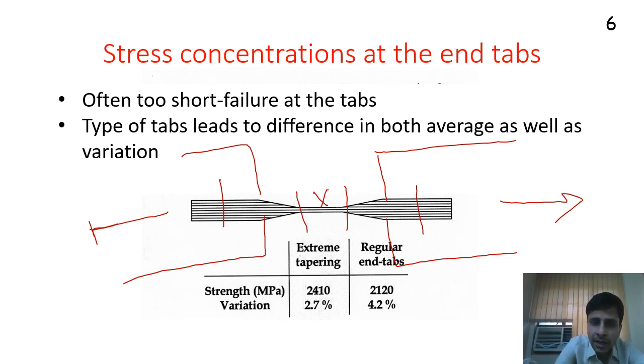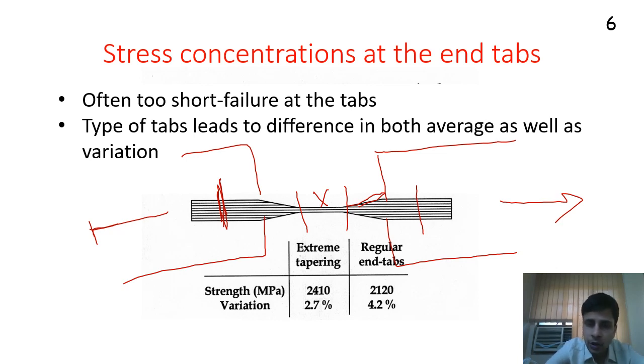So to avoid failure in this region, we will put what are known as end tabs. So if you see at the two tips, the width is slightly bigger. These are known as end tabs. Now you can put two types of end tabs. One would be a regular extreme tapering end tab that I have shown in this figure. The other could be a regular end tab where there is no incline like this. Rather, your end tab ends sharply in this region.